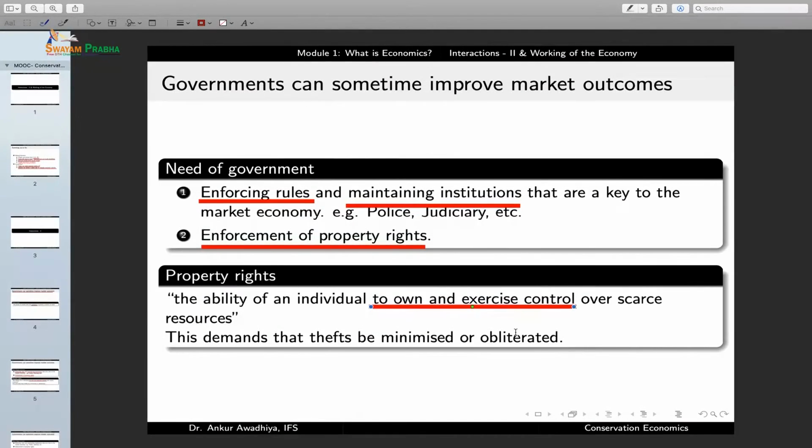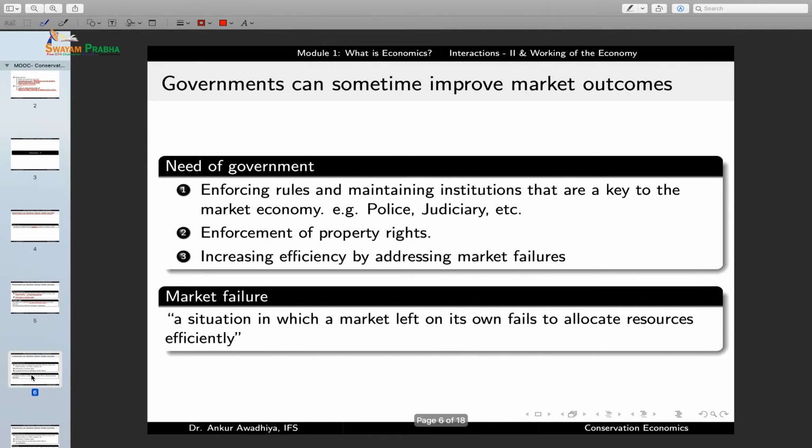And government provides enforcement of these property rights, the right to own and the right to exercise control over the resources. So that is the need of the government. If you do not have rules, if you do not have property rights, the market cannot function. Now, at the same time, the government is also required to increase efficiency of the market by addressing market failures.